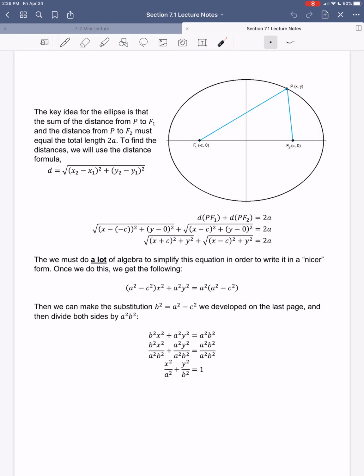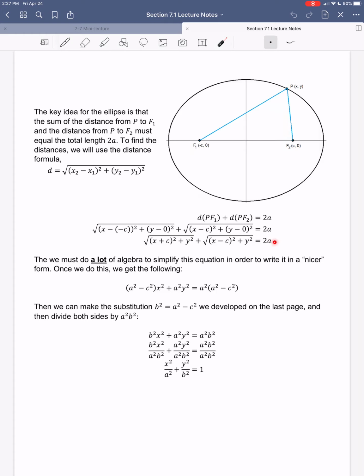So from P to F1, I subtract the x's: x minus negative c, and then the y's: y minus 0. Those get squared and added together. And then from P to F2, the same sort of thing. Of course, minus a negative turns into a plus, and y minus 0 is just y. We get this equation. Now, we're going to clean up this equation.